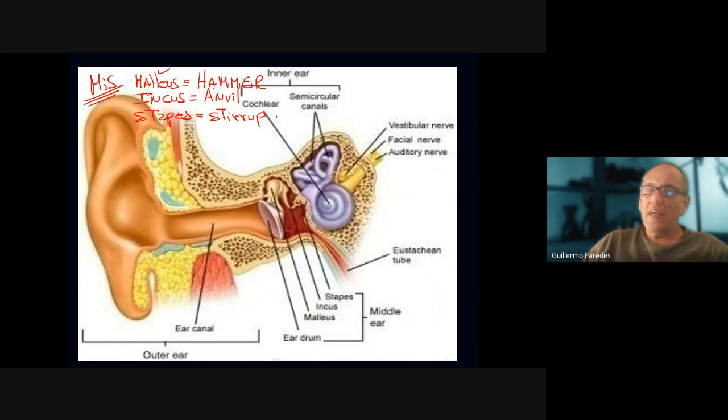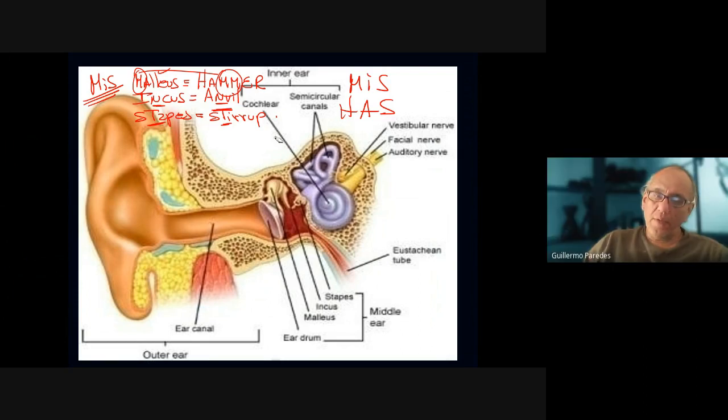So these are the names. Unfortunately, they call them either way. Sometimes they say malleus, sometimes hammer, incus, anvil, stapes, stirrup. So you need to memorize all these names. Malleus is related to the hammer because of the shape. Incus is similar to the anvil, and the stapes is similar to the stirrup. Another way to remember is that among these words, the only one with an M is the malleus. The only one with an N, incus, is the anvil. And the only one with a T, stapes, is the stirrup.